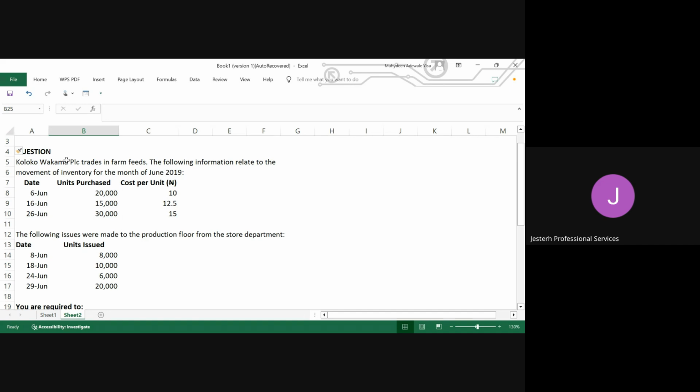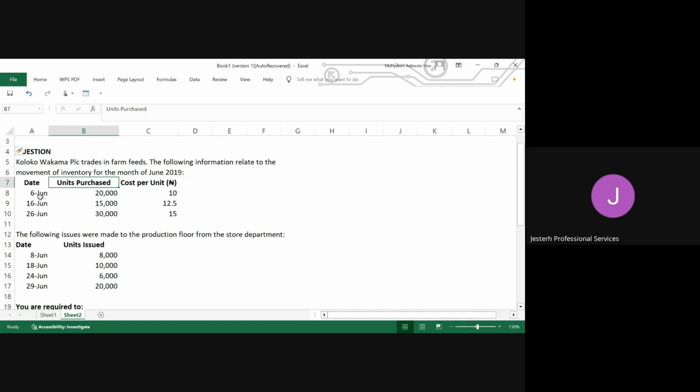The following information relates to the movement of the inventory for the month of June. So it means all the transactions there are for one month, the month of June. And then the first one that we are seeing, which is the date, the unit purchase, and then the cost per unit, it means that is the purchase that this organization made during the month of June.